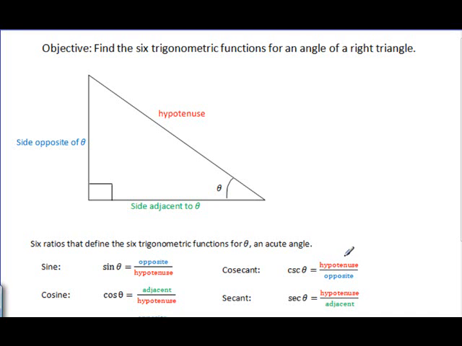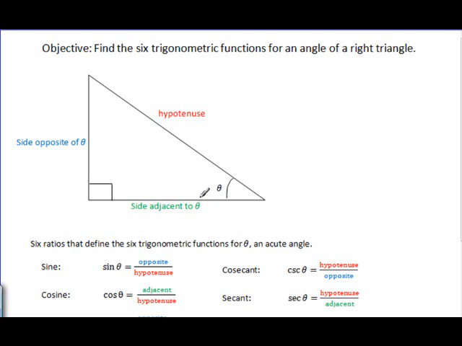Hi, the objective of this video lesson is to find the 6 trig functions for an angle of a right triangle. So I have drawn for you a right triangle. Recall a right triangle is a triangle in which one of the angles is a right angle or 90 degrees. And I've labeled one of the other angles in the triangle as theta. And now we can talk about the sides of the triangle in relation to this angle theta.